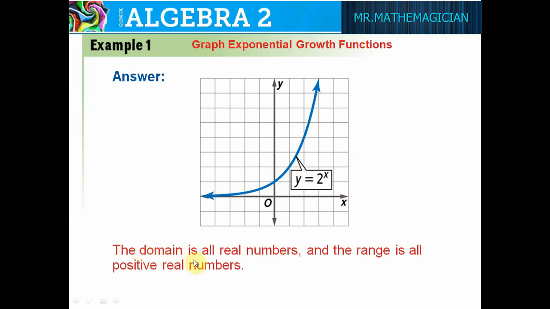The domain in this case is all real numbers, extending from negative infinity to positive infinity. The range is all positive real numbers. You can notice that the graph will not be under the x-axis, it will not touch the x-axis, so all results are positive numbers. Or you can say the range goes from 0 opened up to infinity.